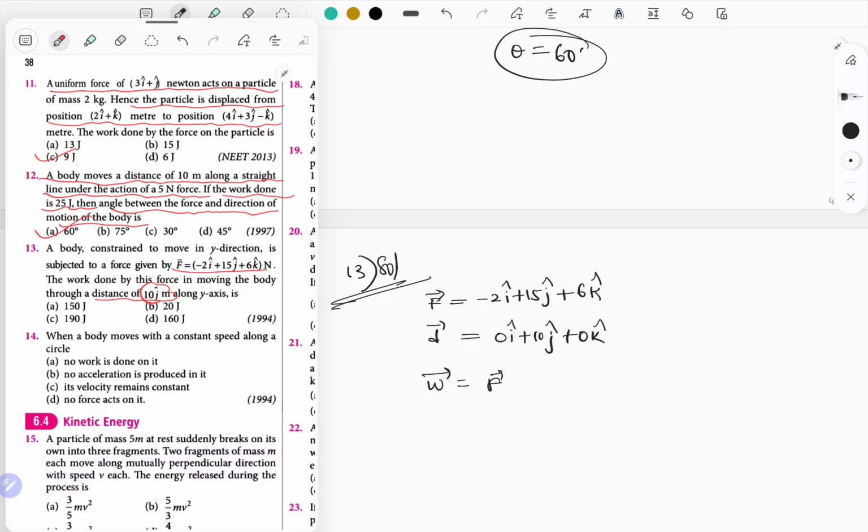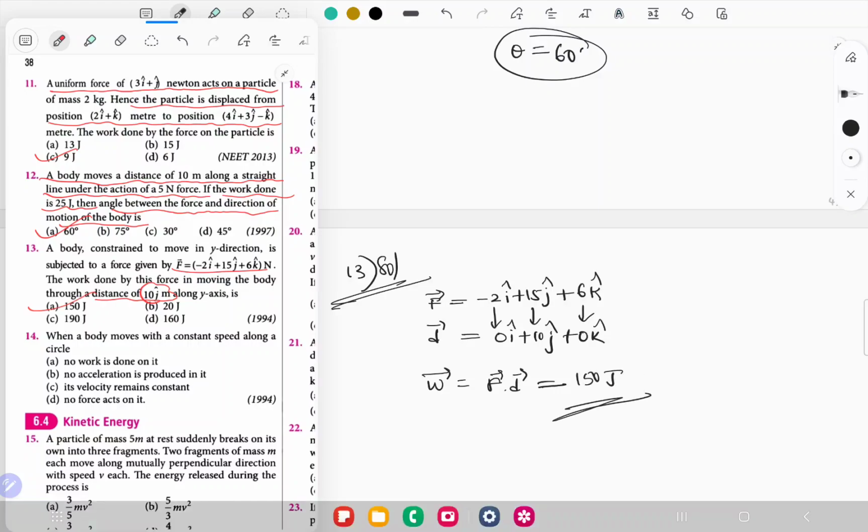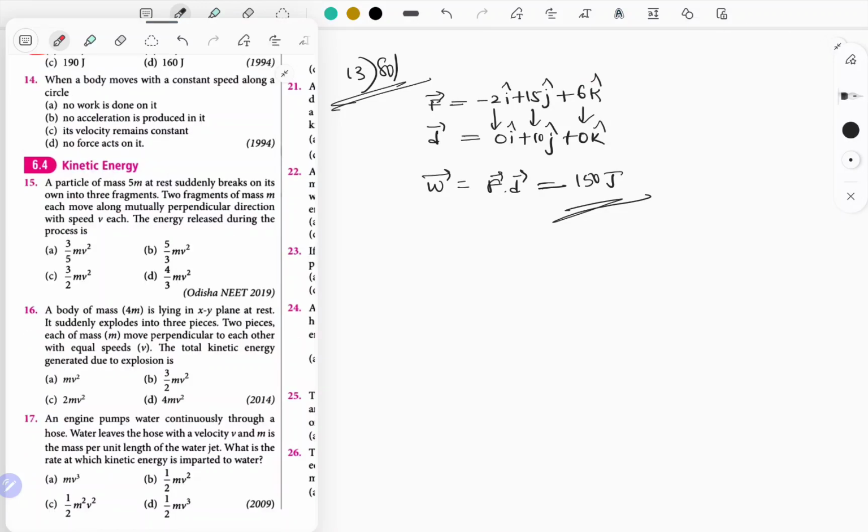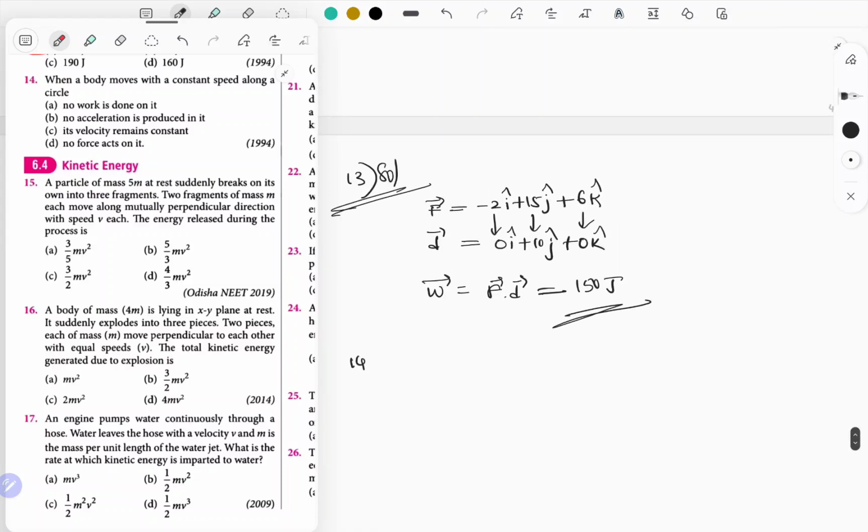Work done formula is F bar dot D bar, the dot product of two vectors. Multiply respective coefficients, you are going to get 150 joules. Which option? Option A. Very good. Okay, next question number 14.